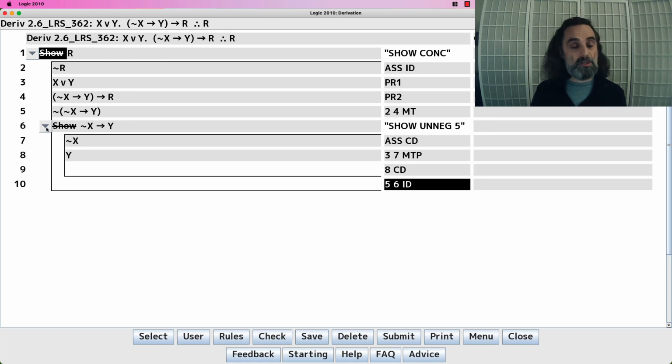So those are a bunch of examples of derivations with MTP. So good luck on your derivations. If you have any questions about the derivations, please let me know.